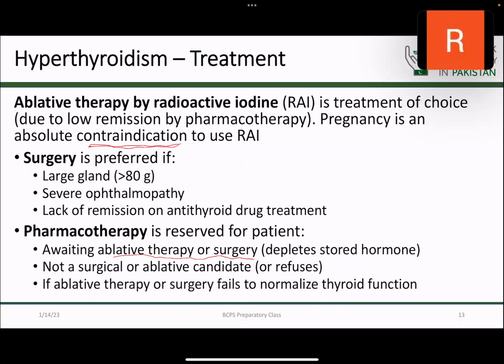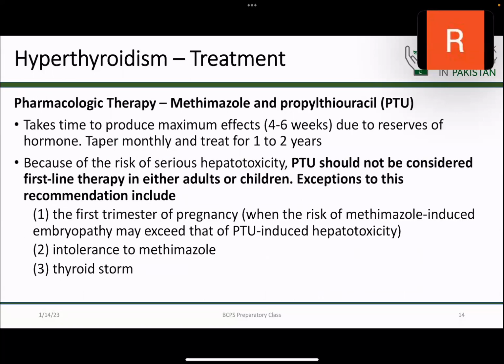Let's see. So, in pharmacological therapy, the first options are methimazole and propylthiouracil. One of the important considerations when you are prescribing methimazole and propylthiouracil is that they take some time to produce maximum effects. So they will not show immediate effects.